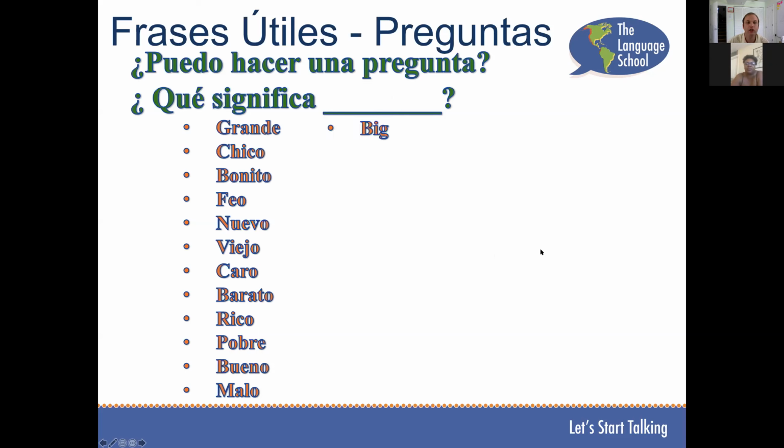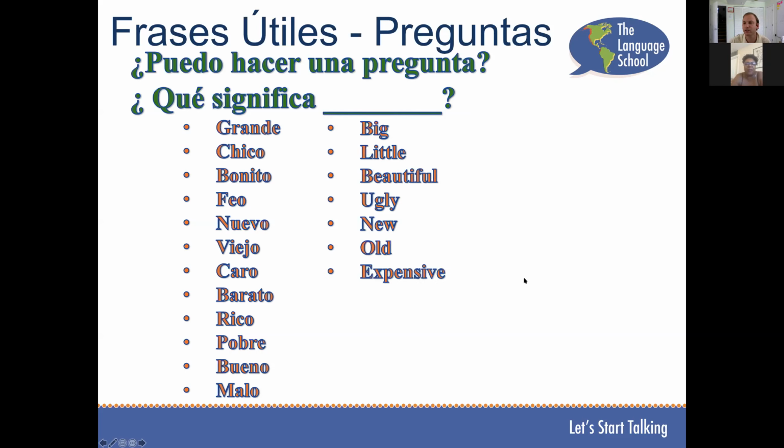Big. Chico. Small. Bonito. Beautiful or nice. Oh, beautiful. Feo. Ugly. Nuevo. New. Viejo. Old. Caro. I don't remember that one. Caro is expensive. Oh, yes, expensive. Barato. Poor, or cheap. Cheap. Okay. Rico. I forget that one as well. Rich. Now I'm doing rich and poor is the next one. Pobre. Getting my pictures up in my head. That's okay. Bueno. Good. Malo. Bad. You got it.